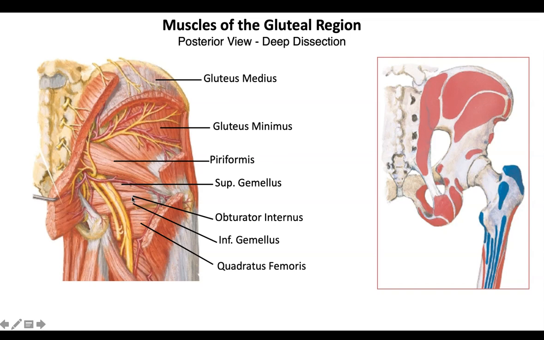So that's why sometimes these three muscles together are called the triceps of the hip. These three muscles are the lateral rotators of the hip joint.